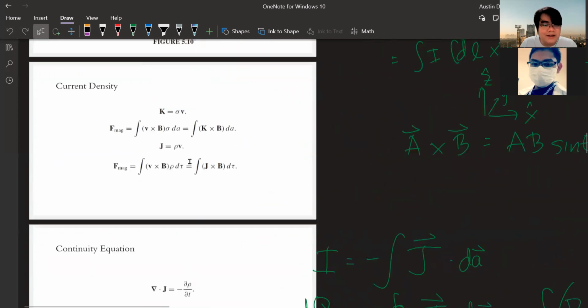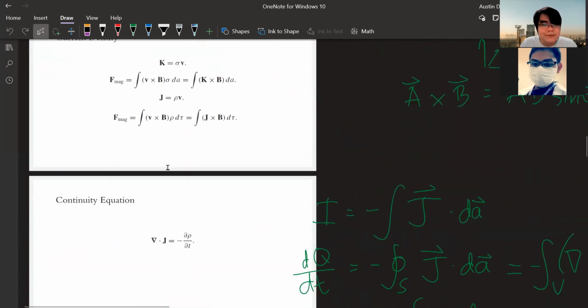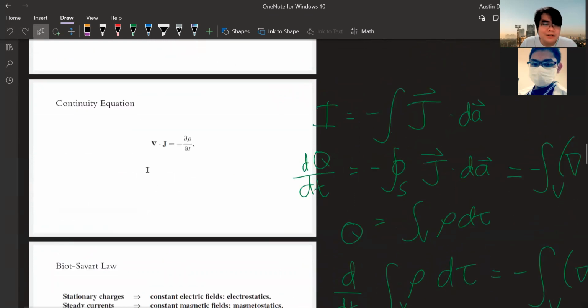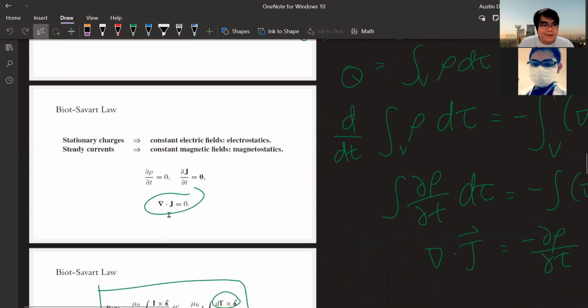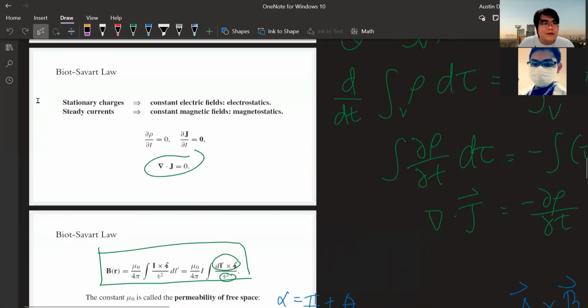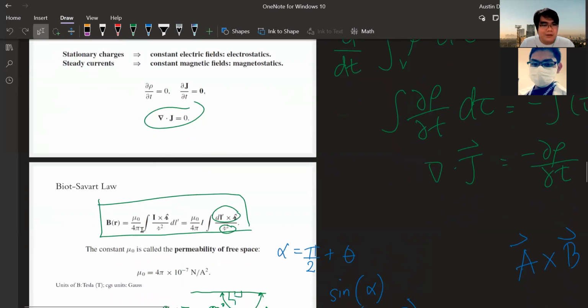Then, pahapyaw, kinuha natin yung continuity equation. Then, of course, nag-proceed tayo sa getting magnetic fields kasi ayun yung kailangan natin, di ba? Proceed tayo doon through Biot-Savart law. So, ayun yung mahirap na integral.